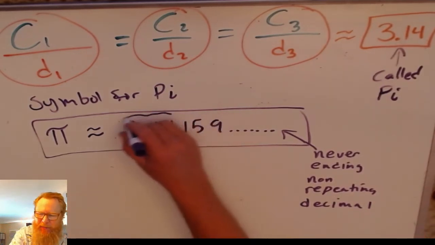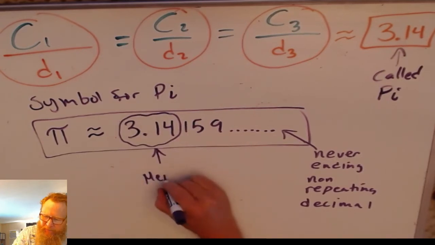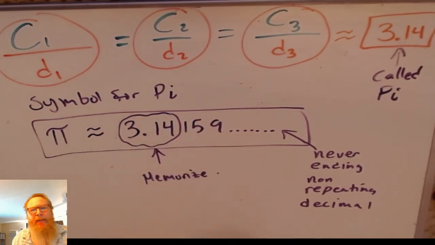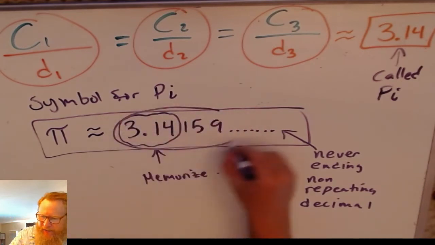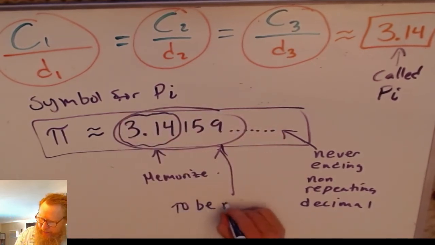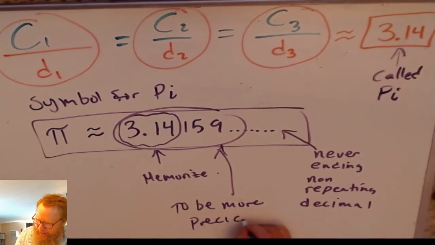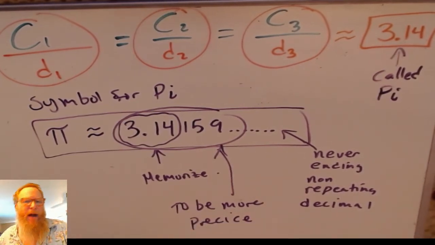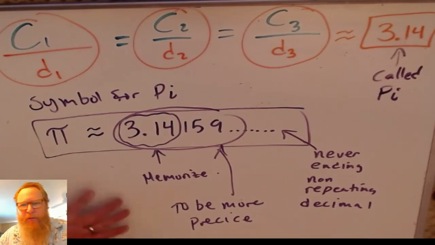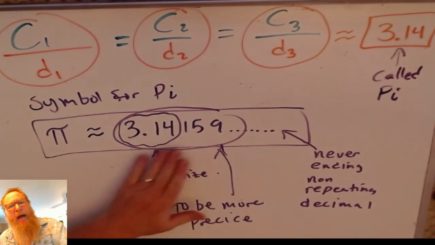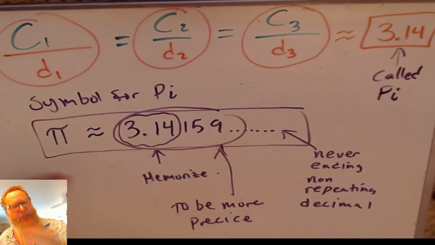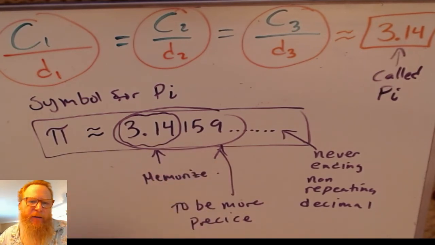Most people just memorize 3.14. But to be more precise, some of these problems that we are going to do are going to require a little bit more preciseness than just 3.14. But when you're just walking around in daily life, and what's pi, 3.14, that's the one that most people remember. But I'm going to use 3.14159 because it just makes the calculations come out a lot more accurate. Okay. So that's how we're going to find the circumference of a circle.